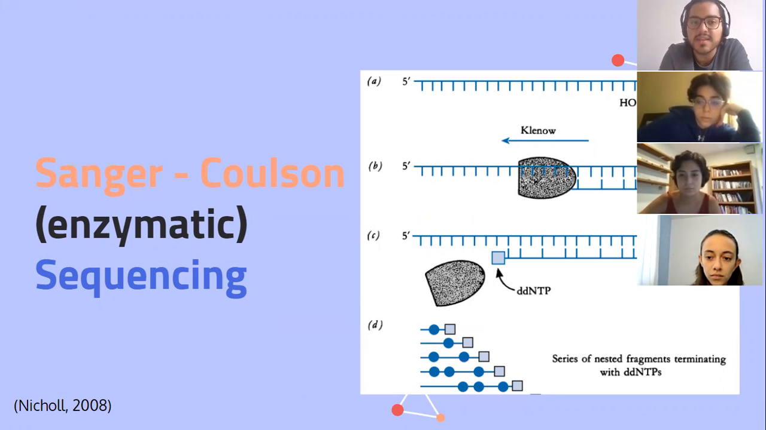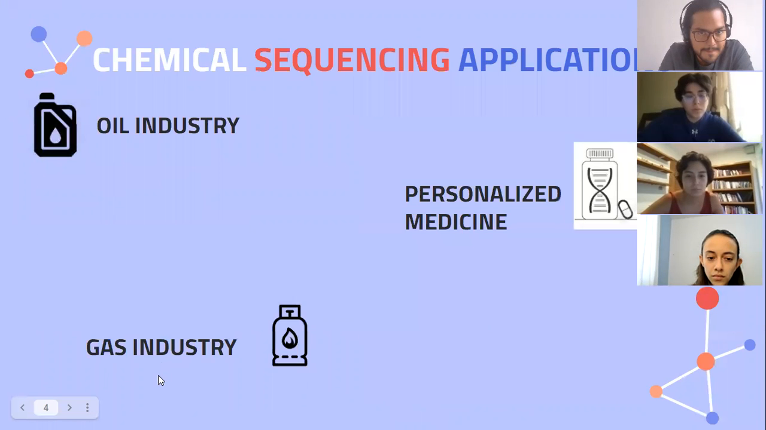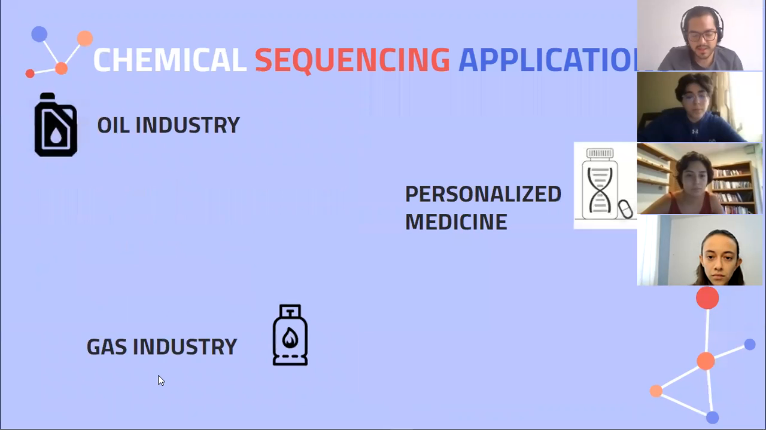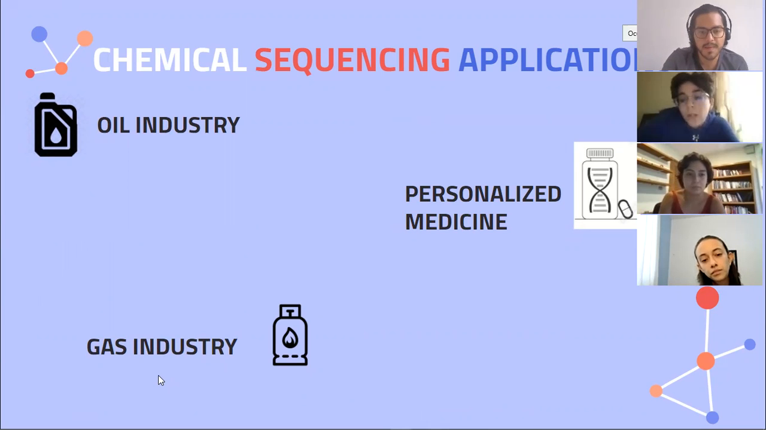And finally, the dideoxynucleoside triphosphates, or ddNTPs, are incorporated into the growing DNA intermittently. This way, we produce a series of fragments at the specific nucleotides, similarly to the Maxam-Gilbert method. Some of the applications of chemical sequencing can be in the oil and gas industry, and even personalized medicine.